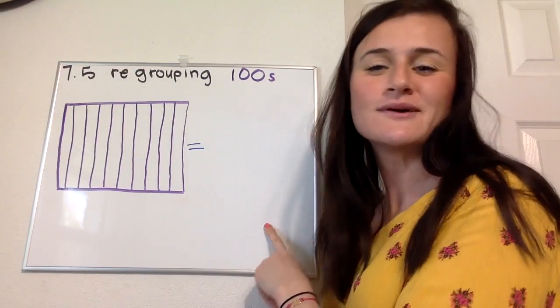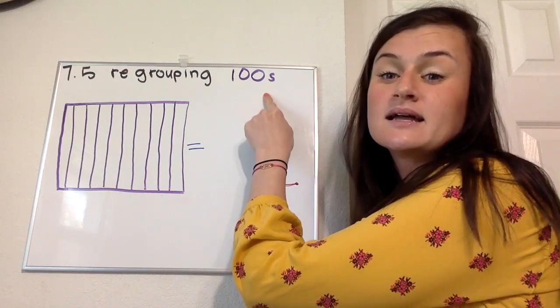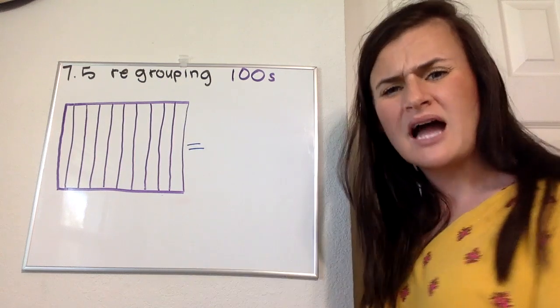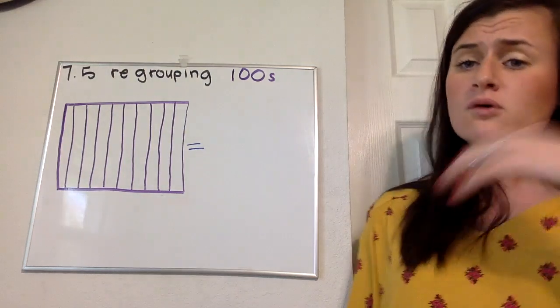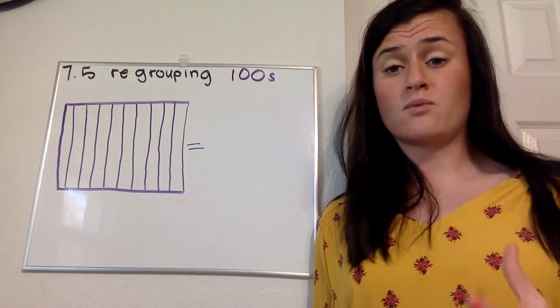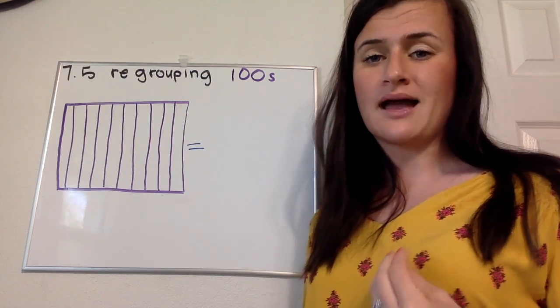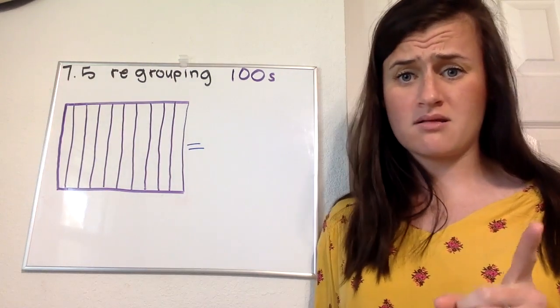Alright, let's get started on our regrouping lesson today. So today is 7.5 and we are going to specifically be working on regrouping the tens place. Now, before we get into the actual problems, I want to show you why we can regroup hundreds. Before, we were regrouping in order to get more ones. When we're breaking apart a 100, we are making sure that we have enough tens. I'm going to show you why we're able to do that right now.